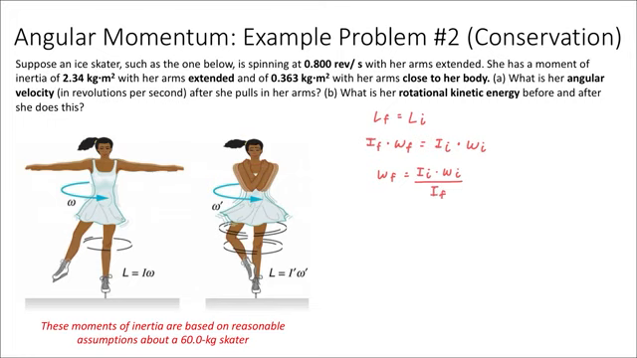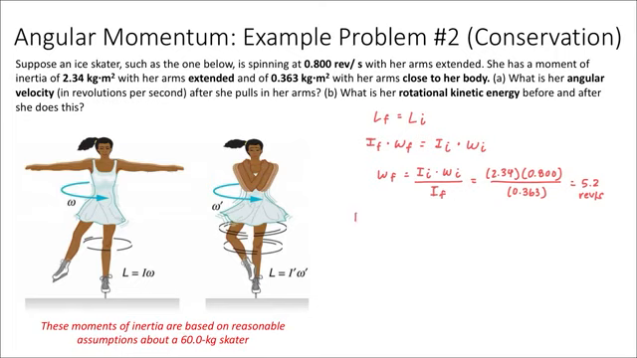So if I plug in my values from the problem statement, that would equal about 5.2 revolutions per second. So we can see quite a bit faster than when she was spinning with her arms extended, right? Almost a good 6 or 7 times as fast. So let's also now go through the process of calculating their rotational kinetic energy before and after the arm movement.